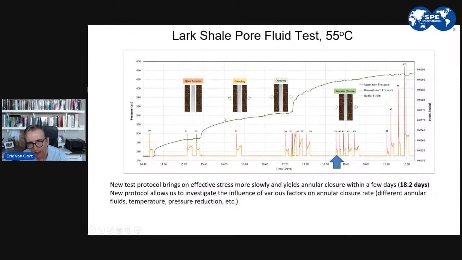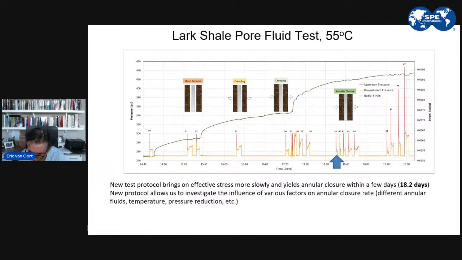So the green line is the creep behavior. You see the pulses there in red and orange. You see that those pulses overlap each other until we get to about 18, 19 days where you see a separation between the pulses. So we pulse the upstream, which is the red, and we monitor the downstream. And now you see a clear separation, which indicates that the annulus has closed. So 18 days in the lab environment.